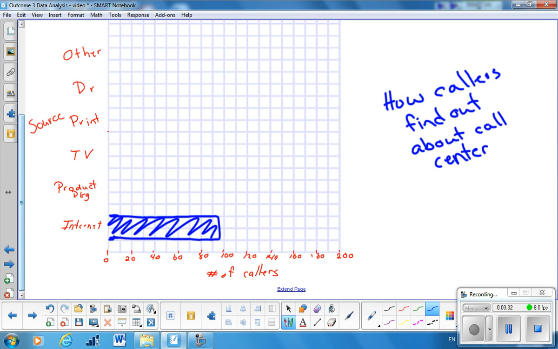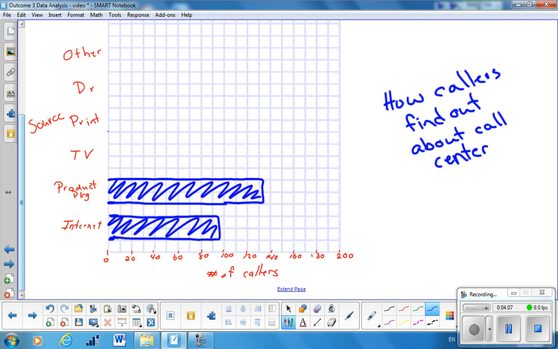You'll notice that I left an empty row of squares at the bottom of my bar graph. I'm also going to leave an empty row of squares in between the bar for the internet and my next bar, which will be for product packaging. There were 134 people that found out from information on product packaging. So let's go ahead and graph that. There's 100, 120, 134. And again, color in that bar.